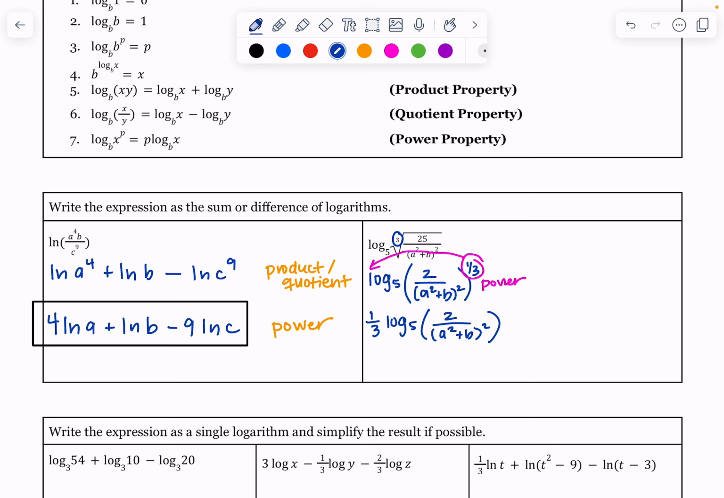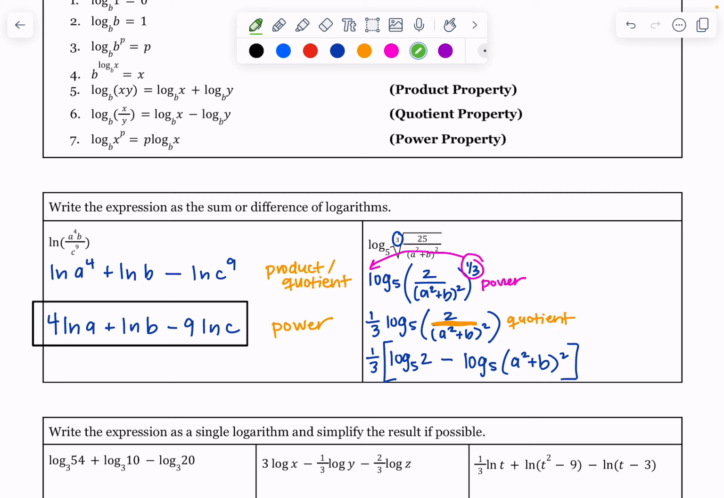Next, I'm going to use the quotient rule because I have that division there. So I have to keep this 1/3 out in front. And then I'm going to have log base 5 of 2 minus, because of the quotient rule, log base 5 of a squared plus b squared. Okay, so let me label this quotient. I'll make this division sign in orange and say quotient. So that's what we're doing next.